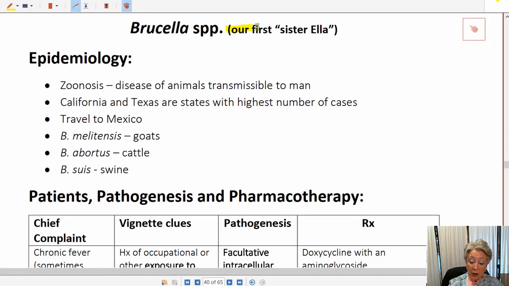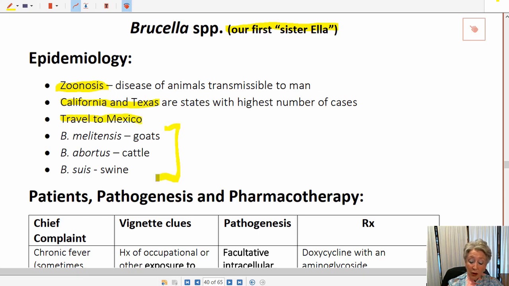Brucella is our first sister Ella. So realize that means requiring cysteine and iron. This is also our first zoonotic. And just briefly, a zoonosis is a disease of animals that's transmissible to man. The states with highest incidence are California and Texas. Remember, anytime you see mention of geography on an exam question, they're doing that for a reason. Travel to Mexico also could be mentioned.